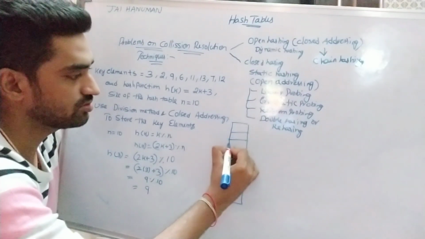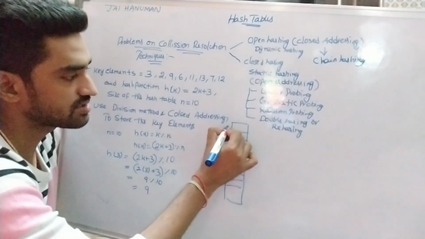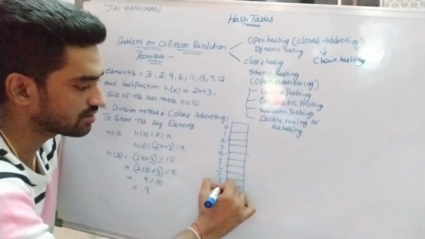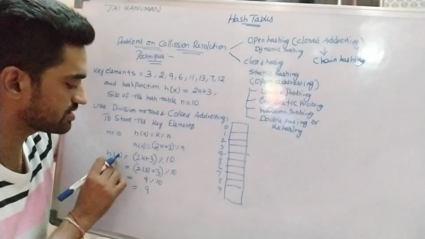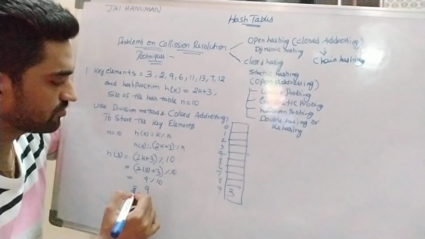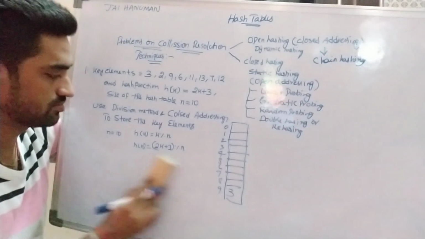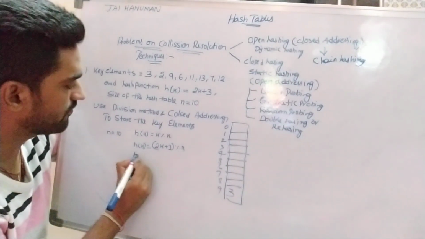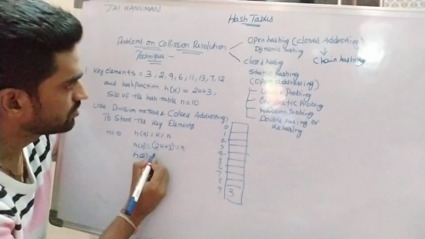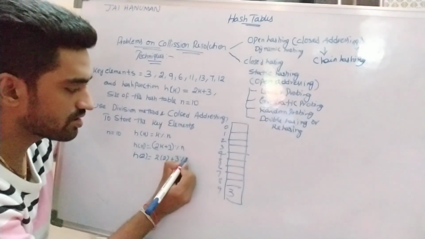The positions are 0, 1, 2, 3, 4, 5, 6, 7, 8, 9. So the index starts from 0. At which position is h of 3 inserted? The first element is inserted at the 9th position, right? Then we take one more key element. What is the key element? h of 2. h of 2 is 2 into 2 plus 3 modulo 10.